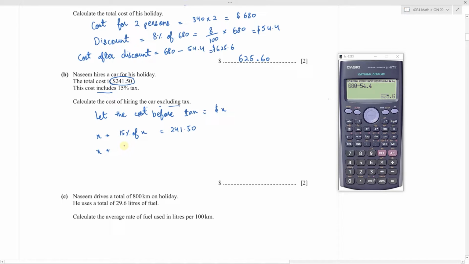So 15% of X will be 15 divided by 100 multiplied by X, which is 0.15X. So I can write this as X plus 0.15X equals 241.50. This will be 1.15X equals 241.50, and then X will be equal to 241.50 divided by 1.15, which is $210. So your cost excluding the tax is $210, and when you add the 15% tax to it, it becomes $241.50.